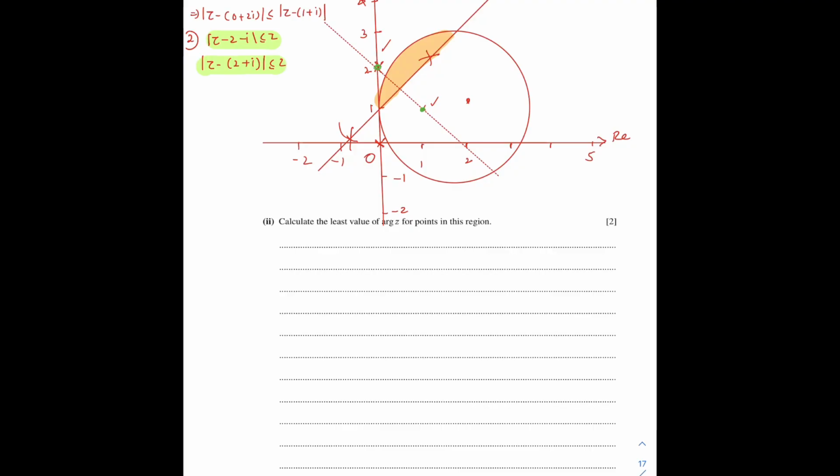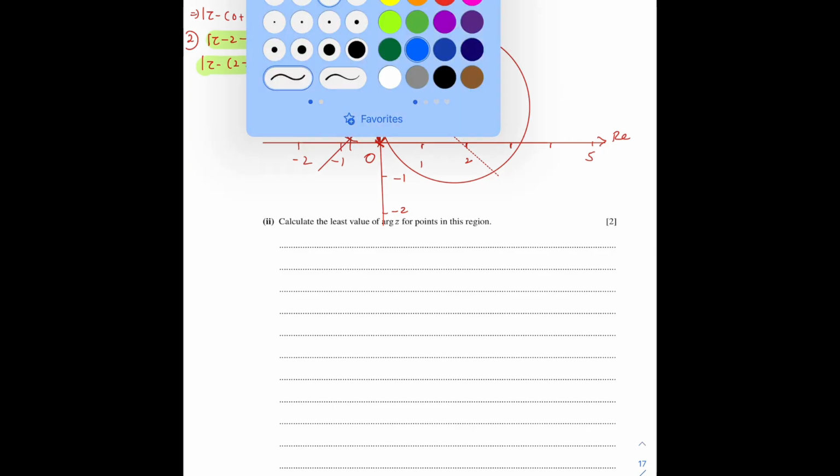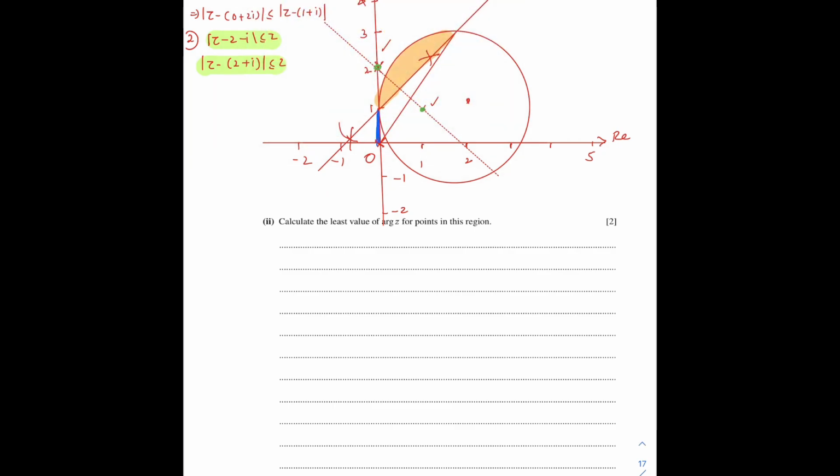Now it says calculate the least value of the argument of z for points in this region. So the argument of z starts from the origin. If that point is the least, and if they had said the greatest, then that other point would have been the greatest argument. But they haven't asked for greatest, they have asked for least. So that's the argument that we are looking for, which is the point 2 plus 3i.